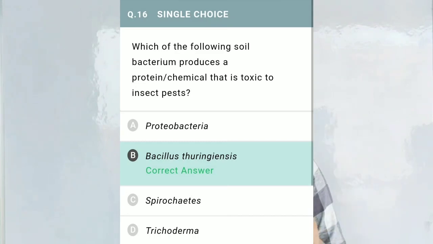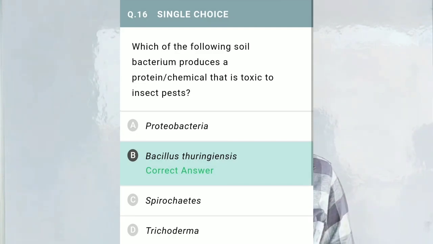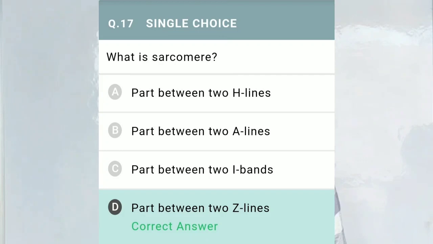Which of the following soil bacterium produces protein chemical that is toxic to insect pest? So the correct option is Bacillus thuringiensis, that is B option. As I have told you in the last video also that the questions based on Bacillus thuringiensis are very important from the point of view of NEET and CBSE board too. Now move to next question, question number 17.